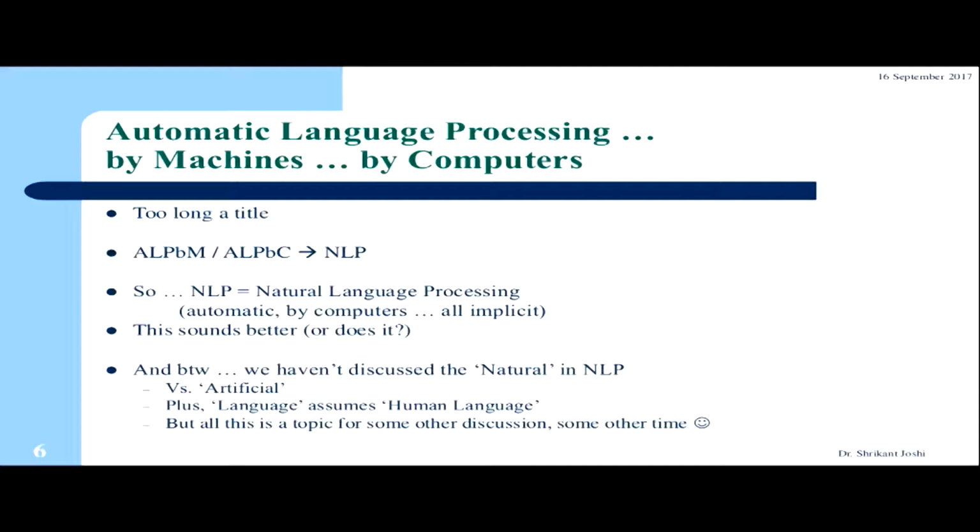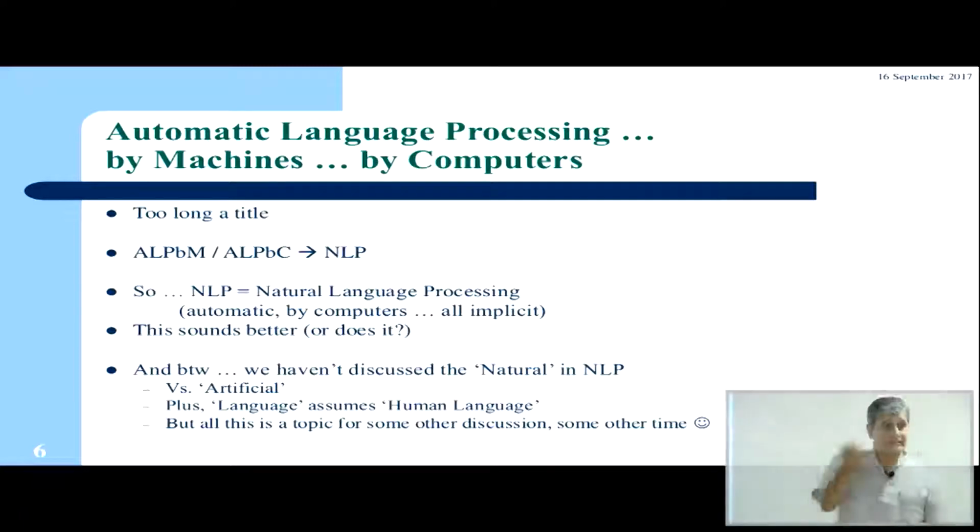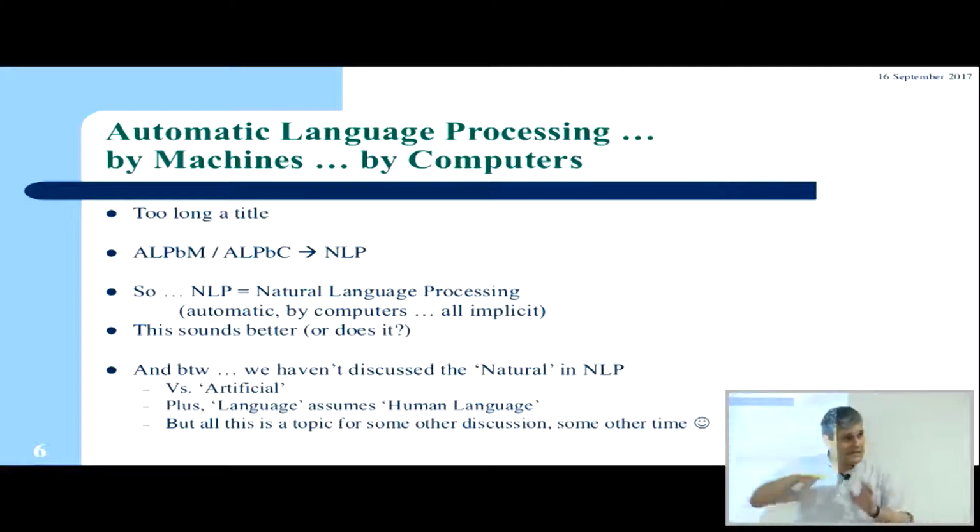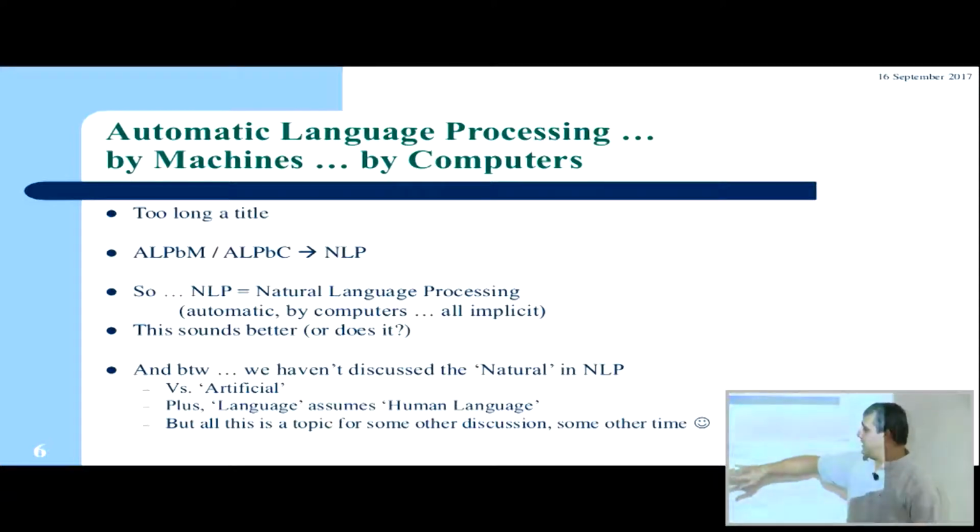So, that is about language processing. Now, the third point: automatic language processing by machines, not just any machines, but computers. This looks like too long a title for a field, so let's just cut it short and call it NLP. NLP is natural language processing, as you told me right at the beginning. Automatic, by computers, everything is implicit, packed in that NLP. So this sounds better probably.